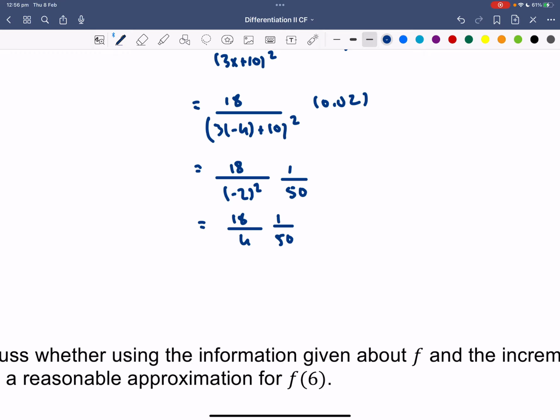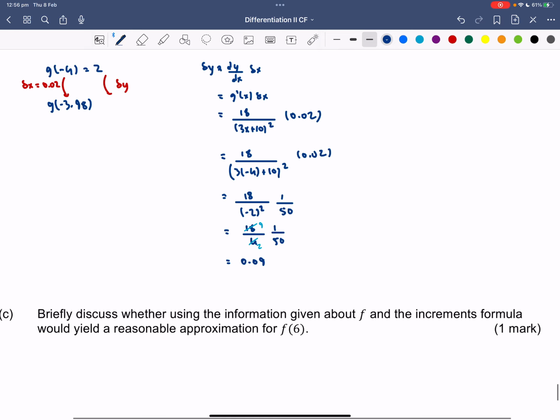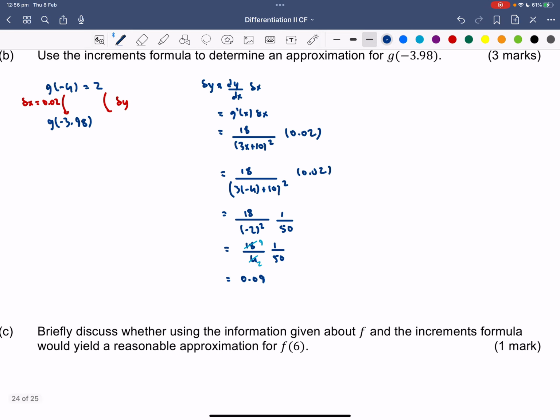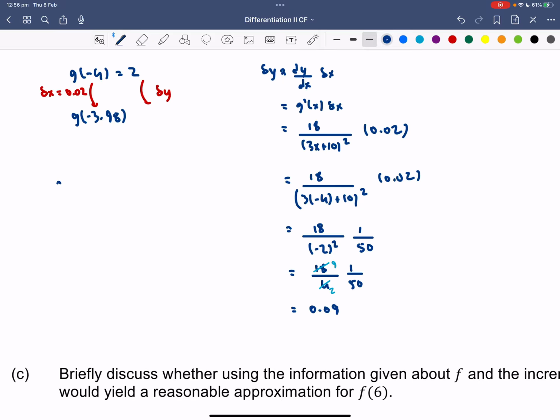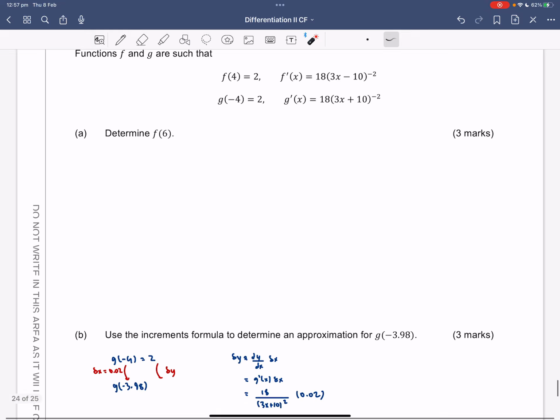All right, let's simplify that. So 4 becomes 2. That becomes 9. Oh, that's so easy. We get a nice number of 9 on 100, which is basically 0.09 exactly. Okay, so apparently the change in the y value is 0.09. So what I'm trying to say, guys, is the g value at minus 3.98 is whatever the g value used to be at negative 4 plus the change in the y value. So that would be 2 plus 0.09, and that is 2.09. That, guys, is your approximate value of g of minus 3.98.